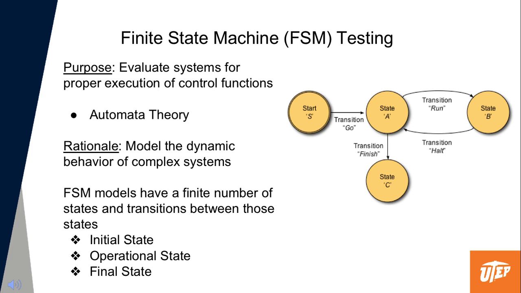Finite state machine testing. The purpose of this type of testing is to evaluate systems for proper execution of control functions. Finite state machine testing is based on the automata theory, which studies automata and the computational problems that can be solved using them. FSM testing models the dynamic behavior of complex systems. These models have a finite number of states and transitions between those states. All engineered systems have an initial, or power-up state, an operational state where the system's activities are performed, and a final, or power-off state.